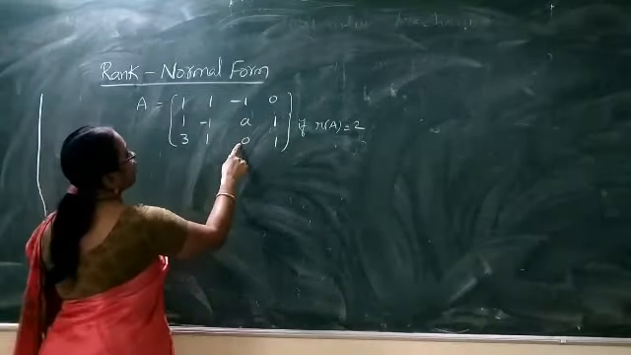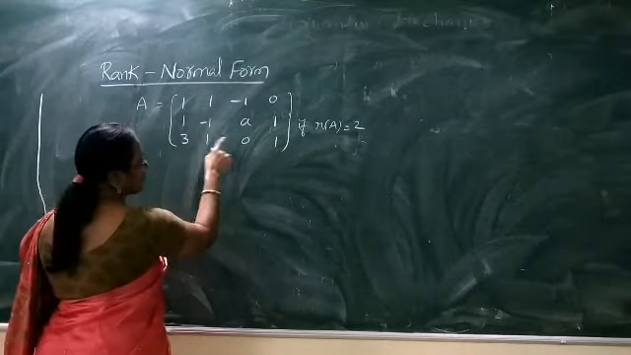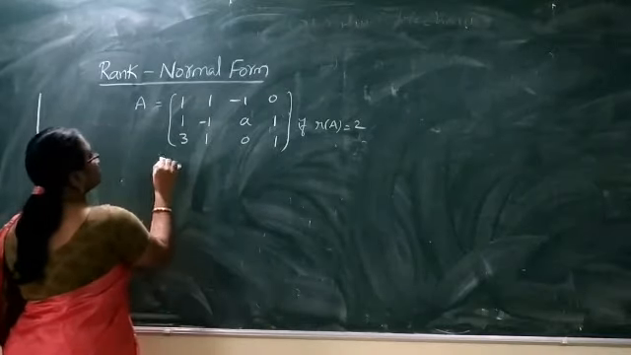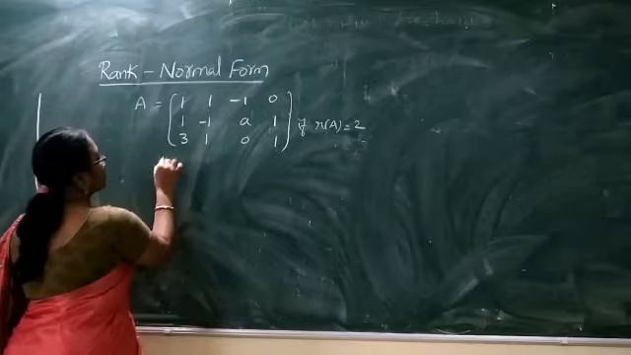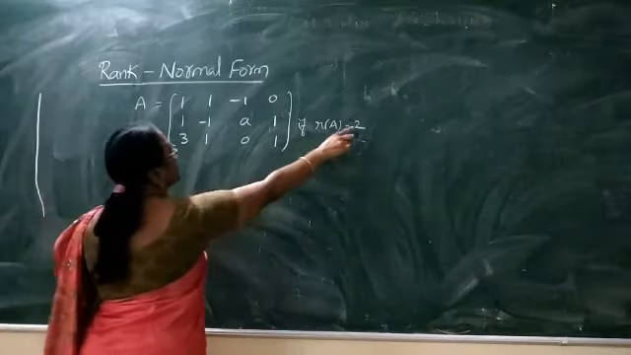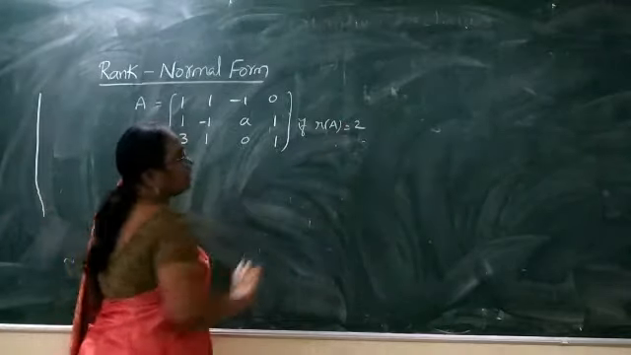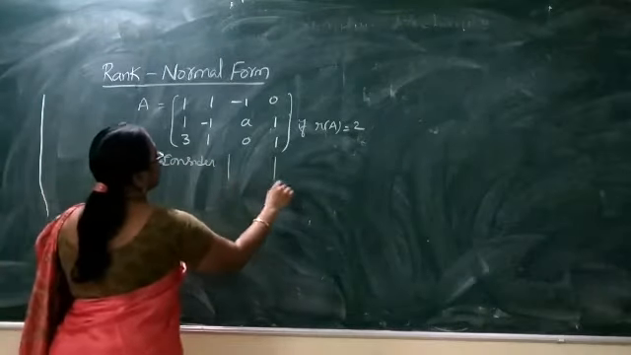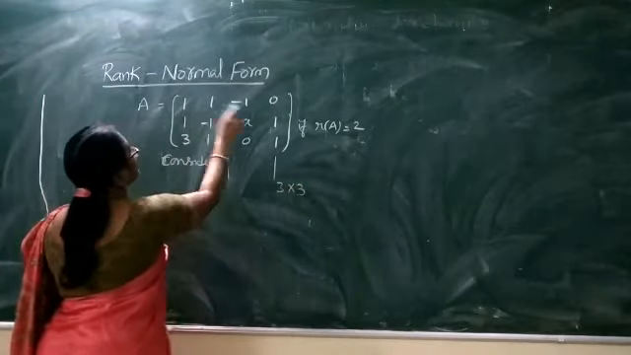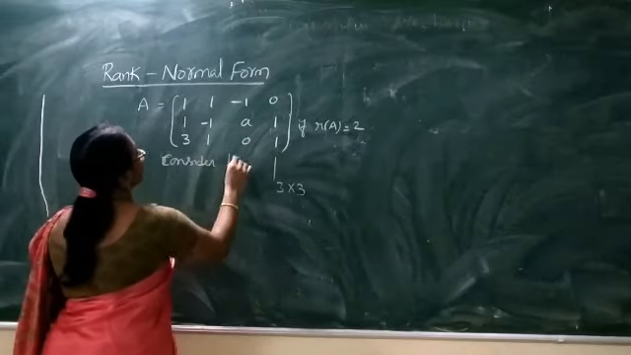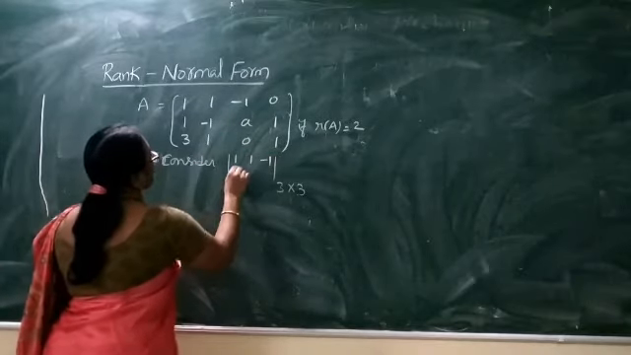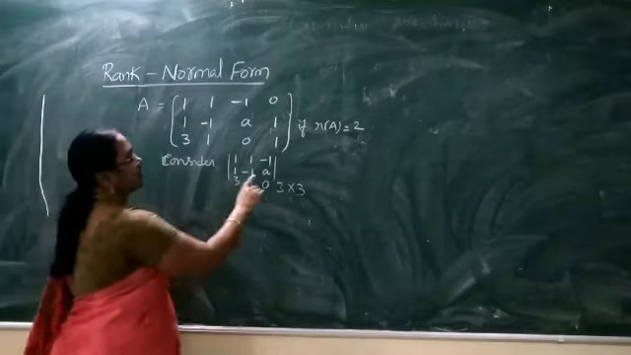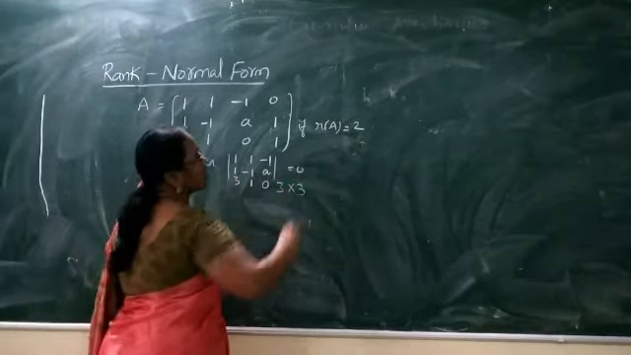Because A is in the third column, I am going to choose the first 2 columns and the third column. So I am going to choose the first 3 rows and the first 3 columns. And we give the reason here: because the rank of A is equal to 2, every third order minor is 0. So we are considering here one of the third order minors with the first 3 rows and the first 3 columns. It is 1 1 minus 1, 1 minus 1 A, 3 1 0. This third order minor must be 0 because the rank is 2.